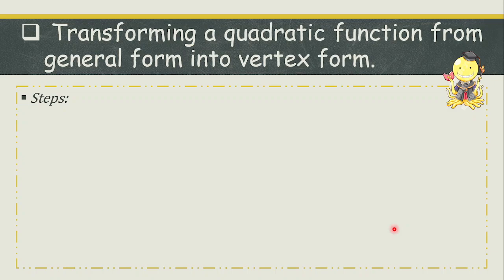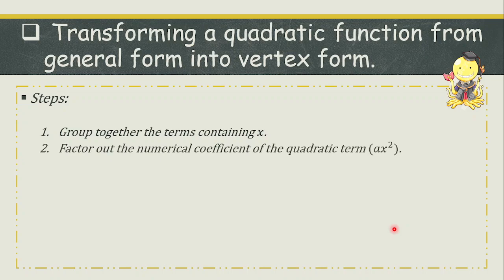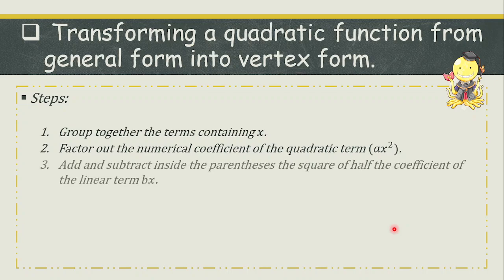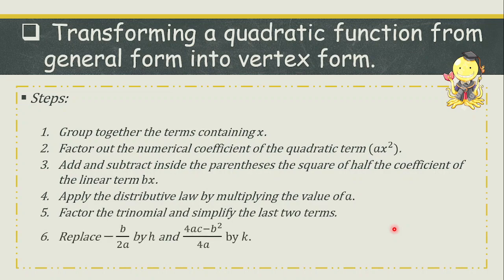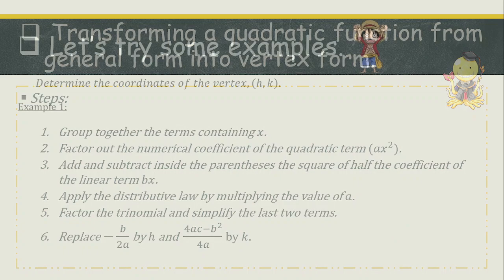So here are the steps. Step 1, group together the terms containing x. Step 2, factor out the numerical coefficient of the quadratic term ax squared. Step 3, add and subtract inside the parentheses the square of half the coefficient of the linear term bx. Step 4, apply the distributive law by multiplying the value a. Step 5, factor the trinomial and simplify the last two terms. Step 6, replace negative b over 2a by h and 4ac minus b squared divided by 4a by k.